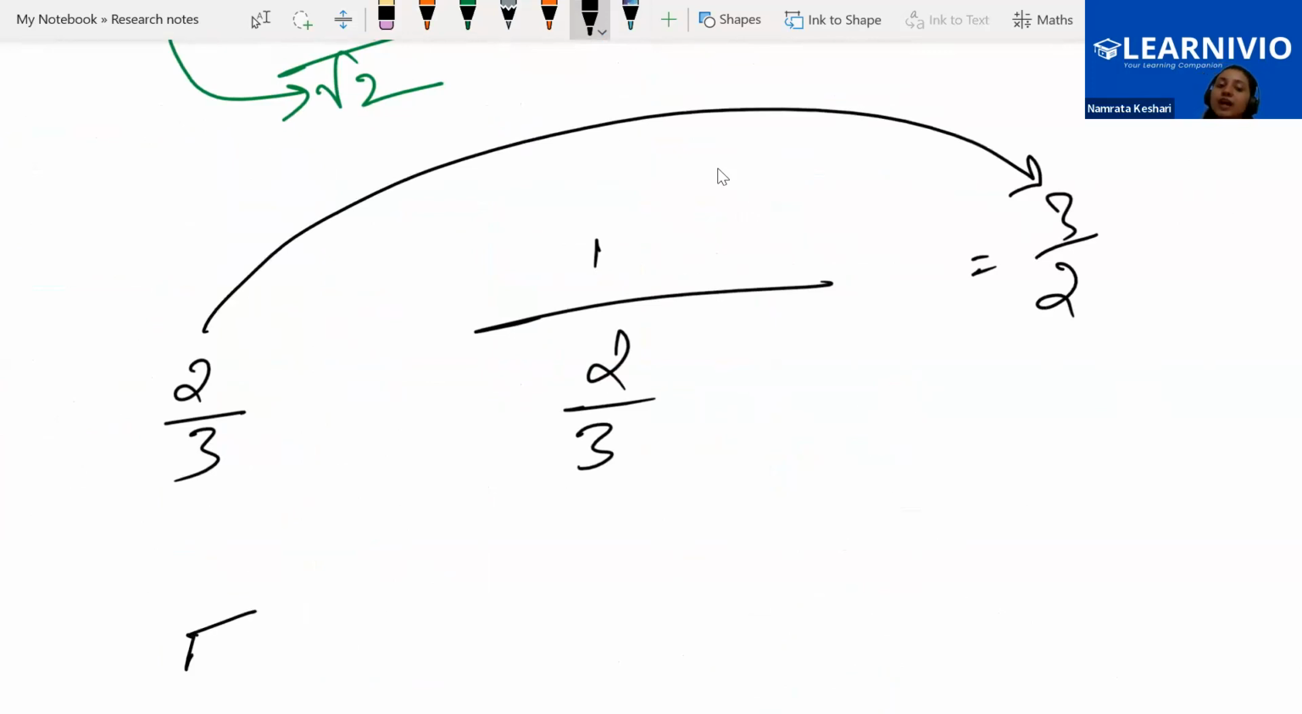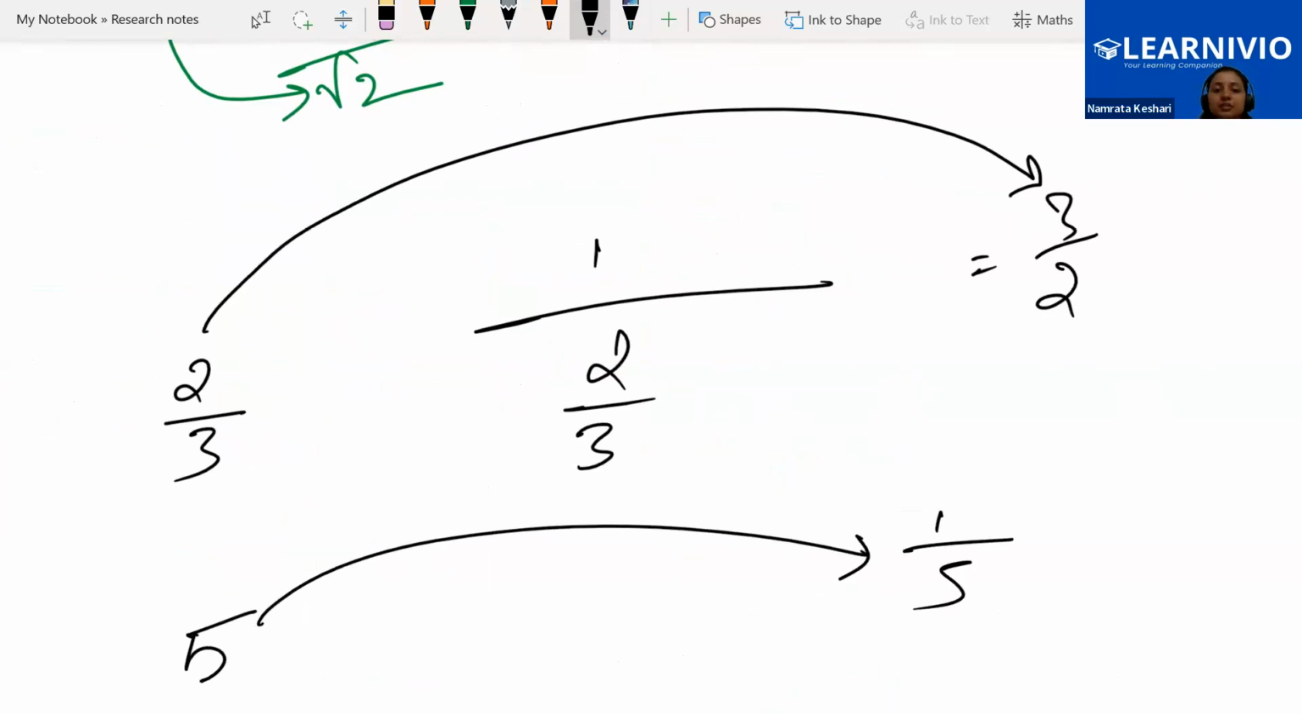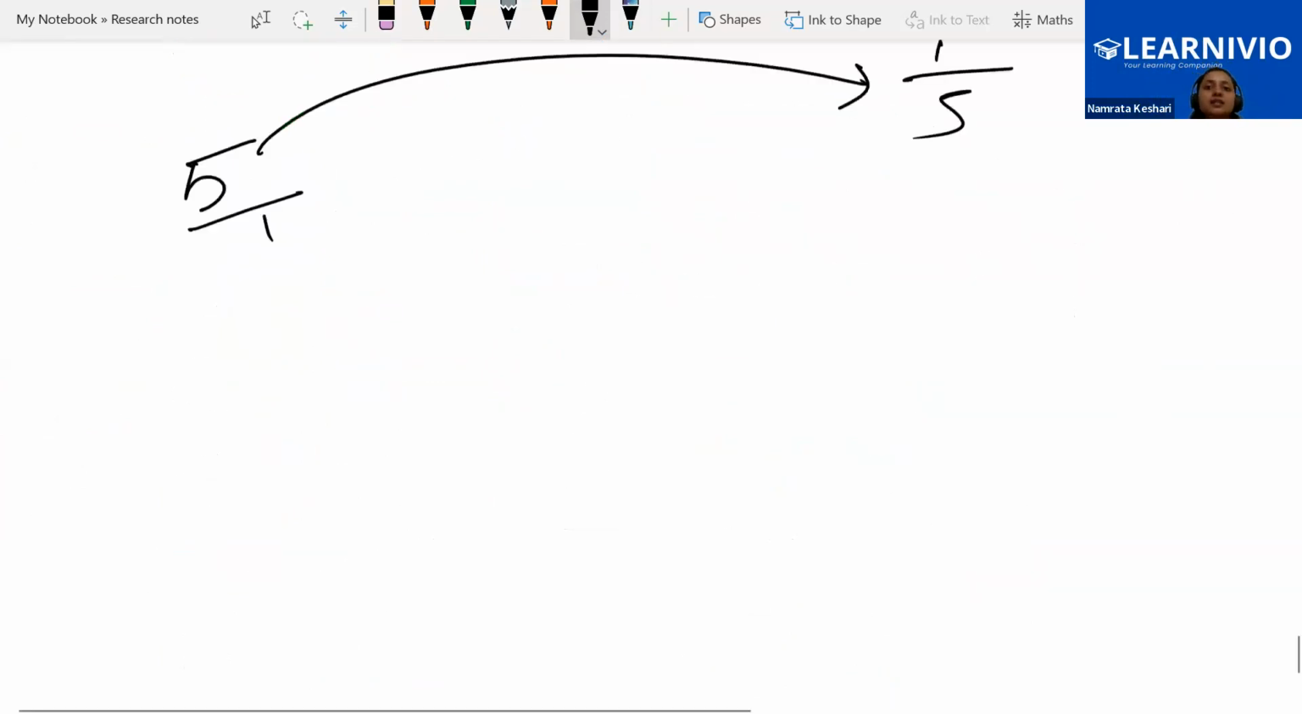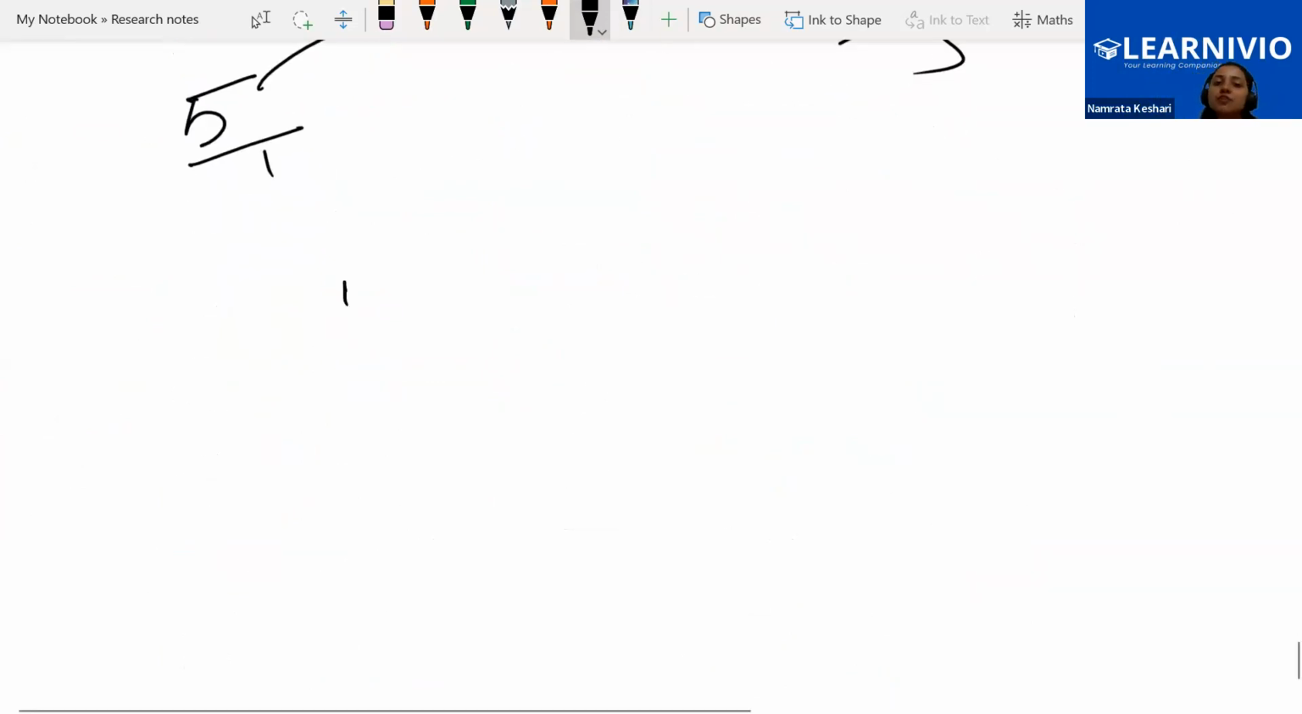Okay. What about the reciprocal of 5? The reciprocal of 5 will be 1 by 5, because the denominator 1 goes to the numerator and the numerator comes to the denominator. But keep in mind the reciprocal means 1 by. If you have 8 by 3, the concept of reciprocal actually came from this, since you are now able to understand.